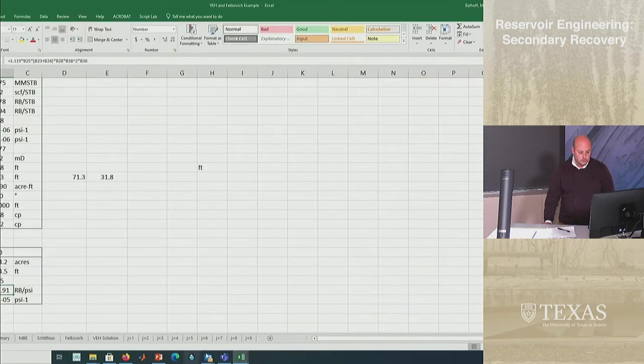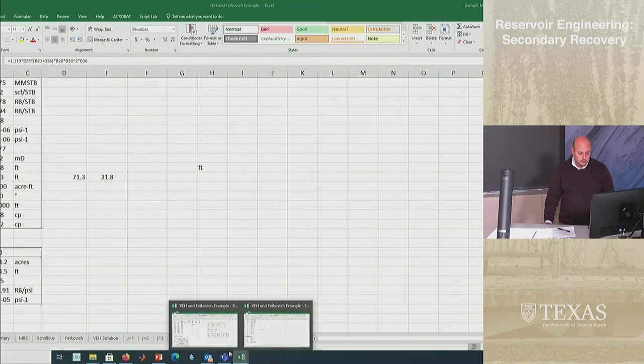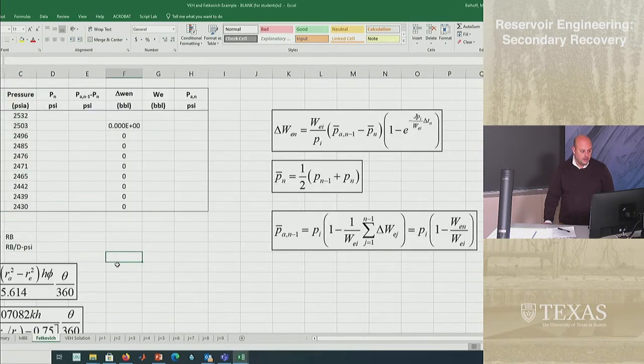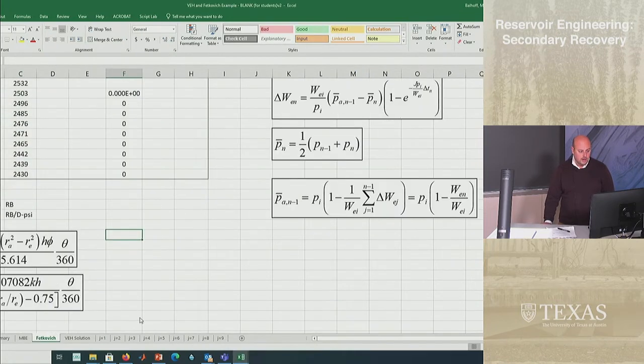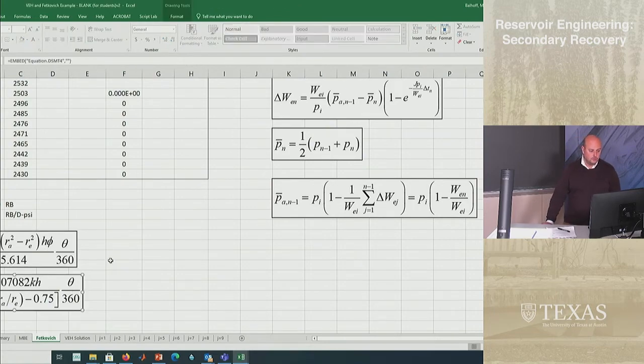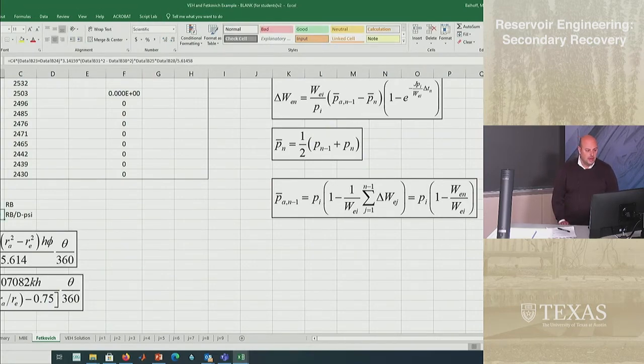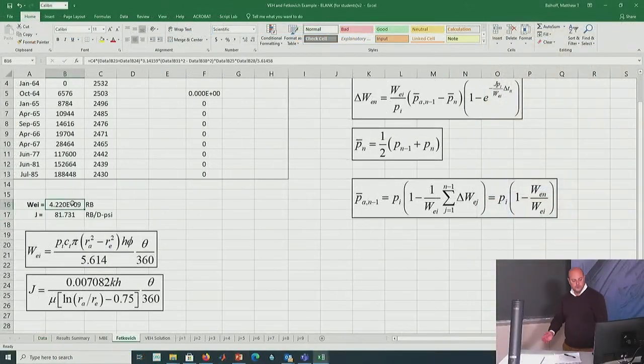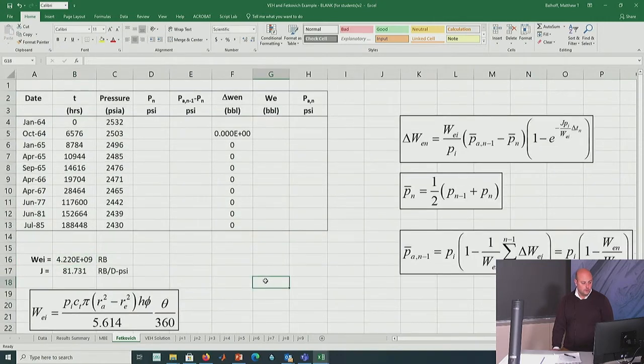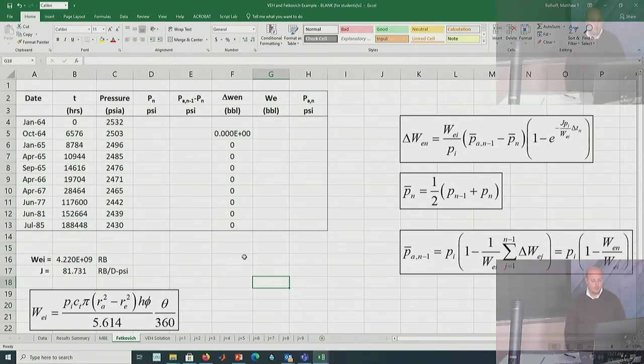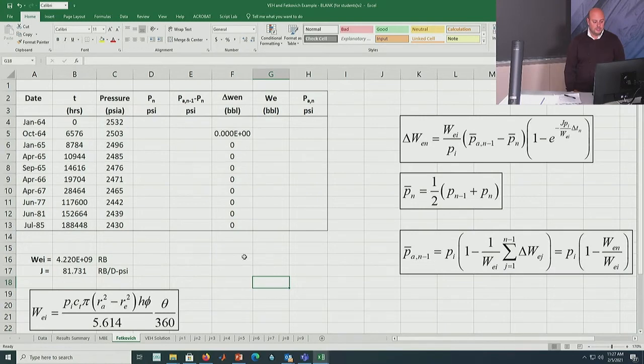So if you go to this slide where we have Fetkovich, I wrote down the equations again, just so that you can see them, and I had the formulas in there. You should get these same numbers provided that you did the calculations right a few minutes ago. So I get WEI is 4.220 e to the 9th reservoir barrels, and I get J is equal to 81.731 reservoir barrels per day per PSI.